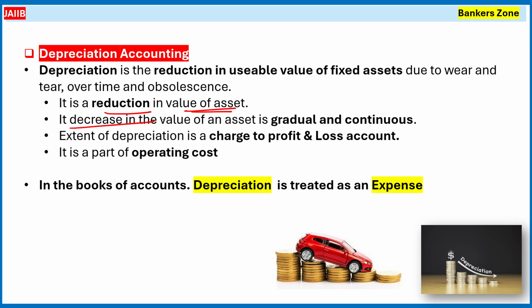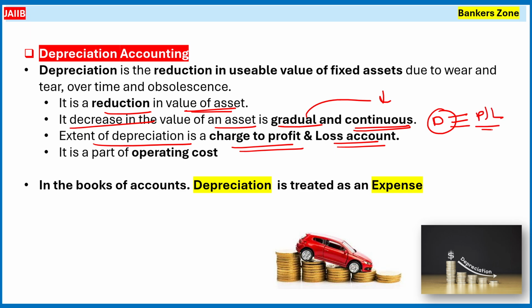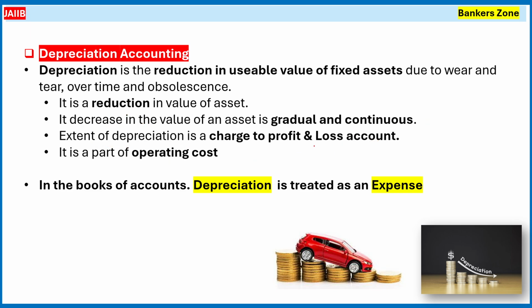Okay, it is a reduction in the value of the asset. It decreases the value of the asset in a gradual and continuous manner. It is not sudden. It gradually decreases the value, which is called depreciation. The extent of depreciation is charged to the profit and loss account. So whenever we talk about depreciation, that must be dealt with in the profit and loss account of that particular firm. It is a part of the operating cost. Depreciation is a part of the operating cost. Okay, so that we will see technically in detail.